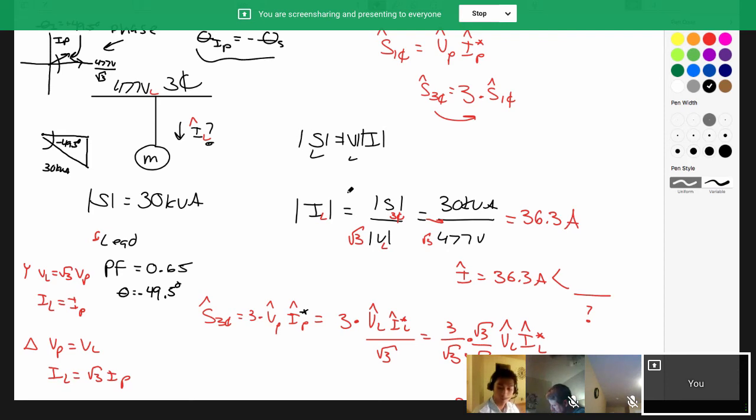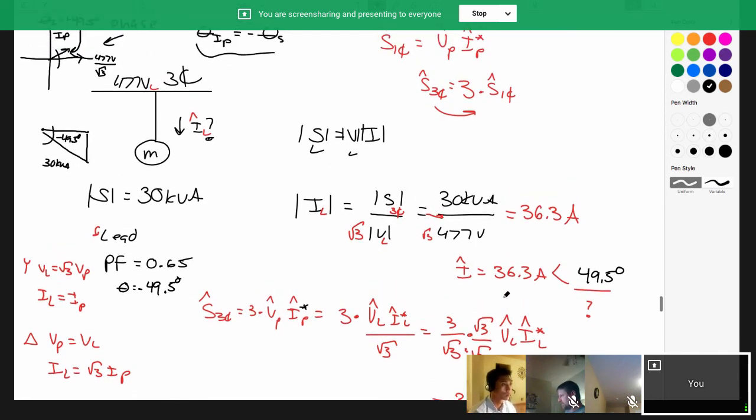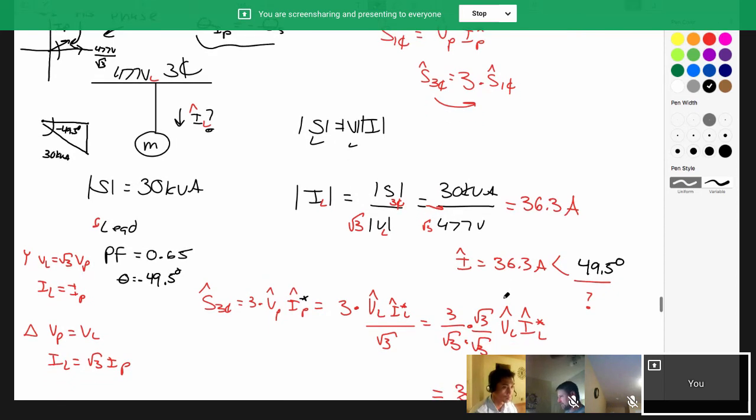So who can tell me what my angle is for this current that we just found to be 36.3? 49.5 degrees. Perfect. Does everyone see how we got that? Good. Do we have any questions?